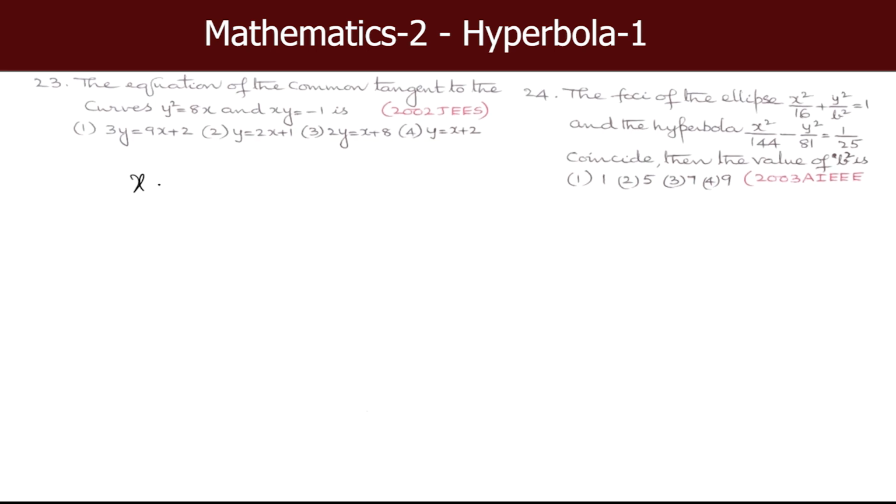So, because you don't know the condition for tangency for the rectangular hyperbola, you start with the tangent line to the rectangular hyperbola. So, x equal to t, y equal to minus 1 by t.